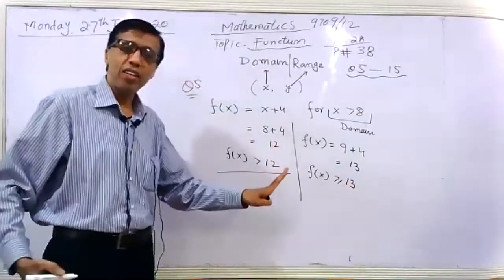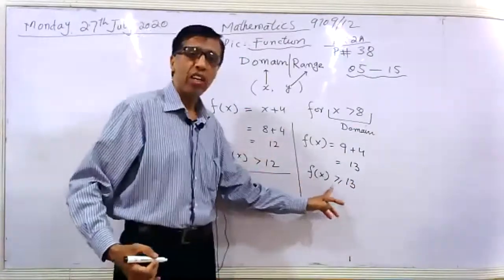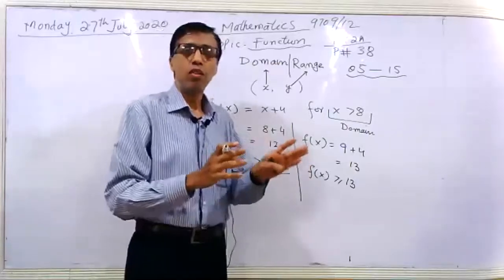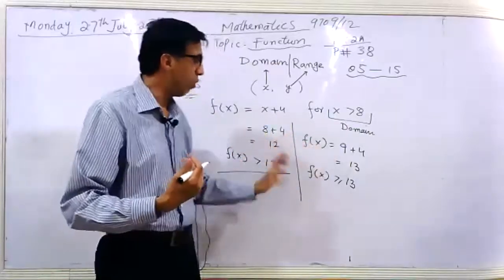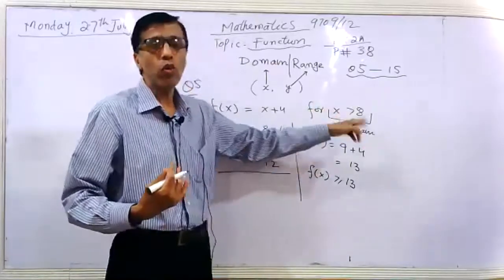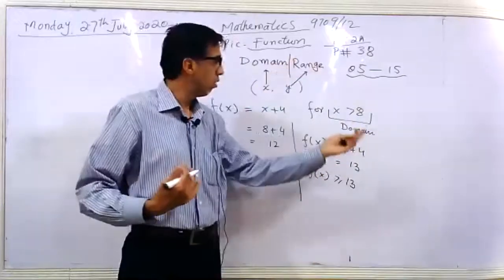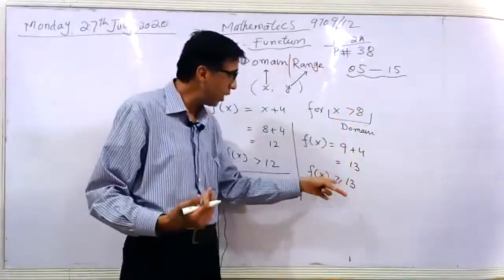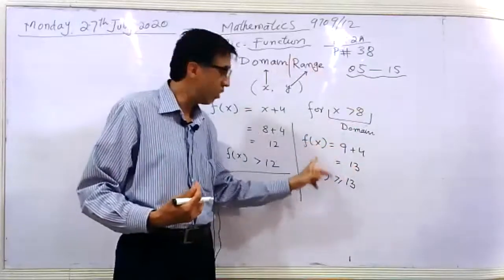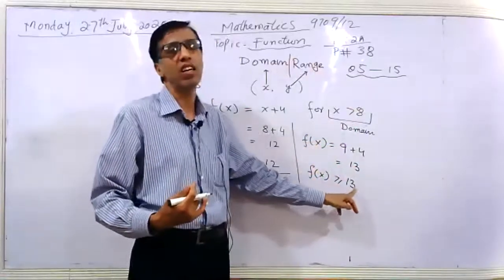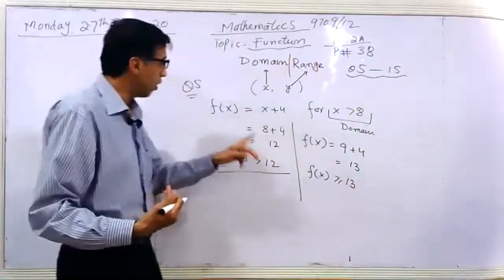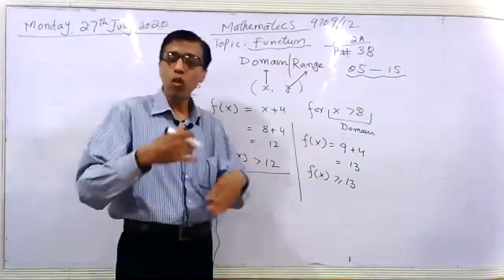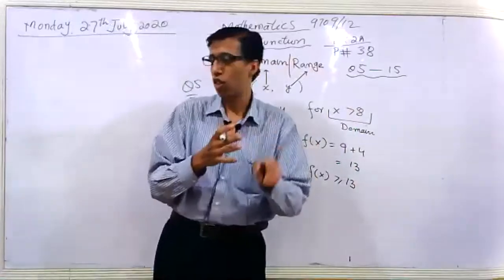We may write the answer in both ways. Both are correct. So I have explained both ways to you. You may keep the value of x greater than 8, suppose 9, then 9 plus 4 is 13. In this case, I will write the range f of x greater than or equal to 13. If you keep 8, then you will write f of x is greater than 12. This would be the range of this function.